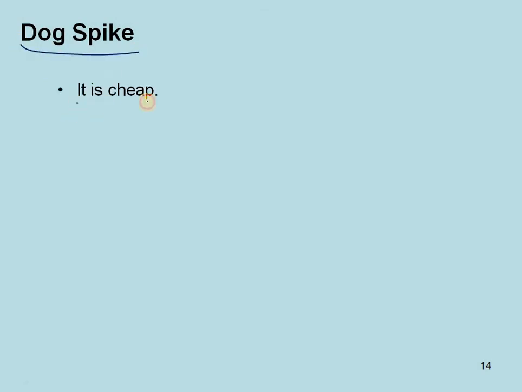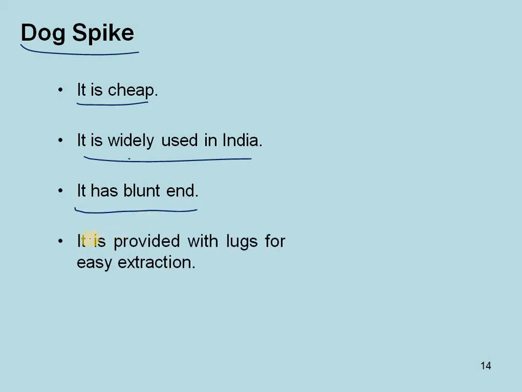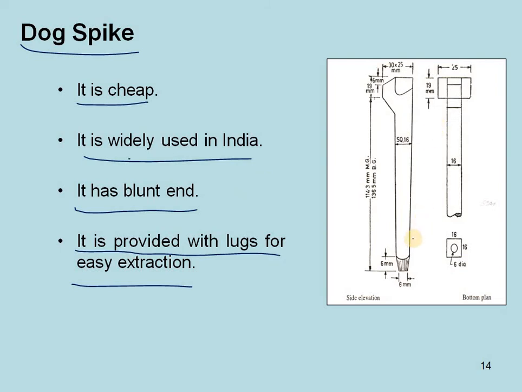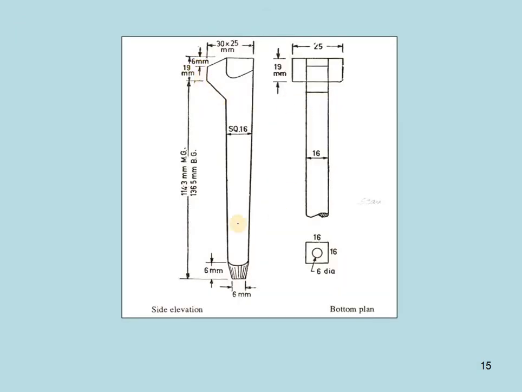Dog spike. It is cheap, it is widely used in India, it has a blunt end, it is provided with lugs for easy extraction. So you can see this is the other spike, this is called dog spike. The bottom one is 16 mm diameter, 16 by 16, this is 6 mm, the edges. So this will be located at the blunt end. Okay, this is the side elevation and this is the bottom plan.